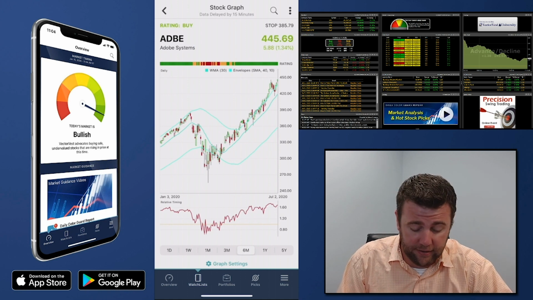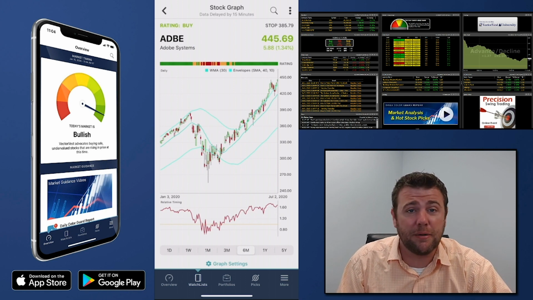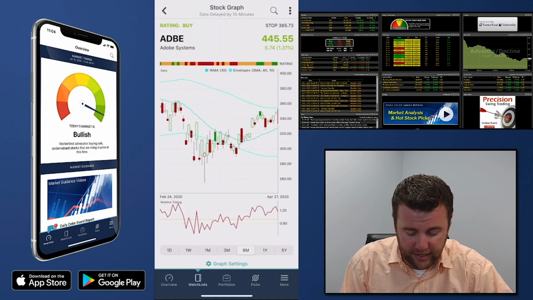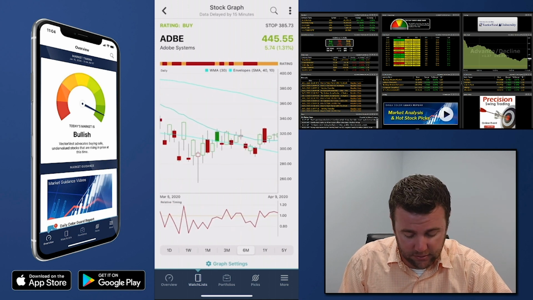This is a stock that a lot of people ask about. We've talked about it ourselves quite a lot here. Let's see how we could take advantage of it using candlestick analysis.